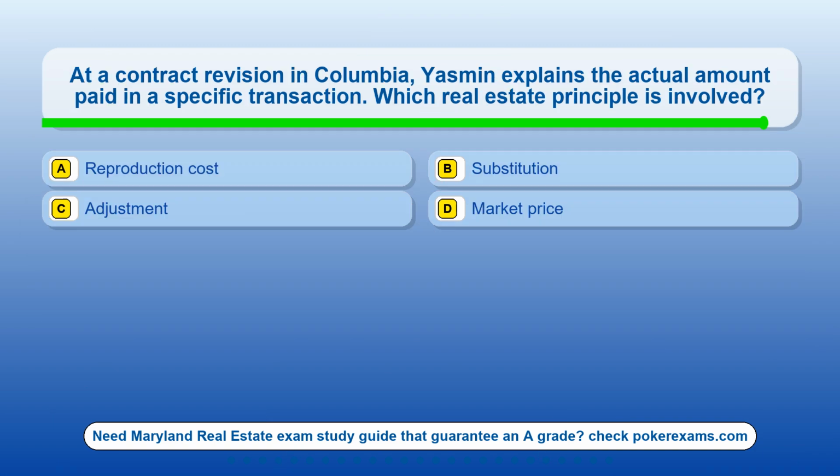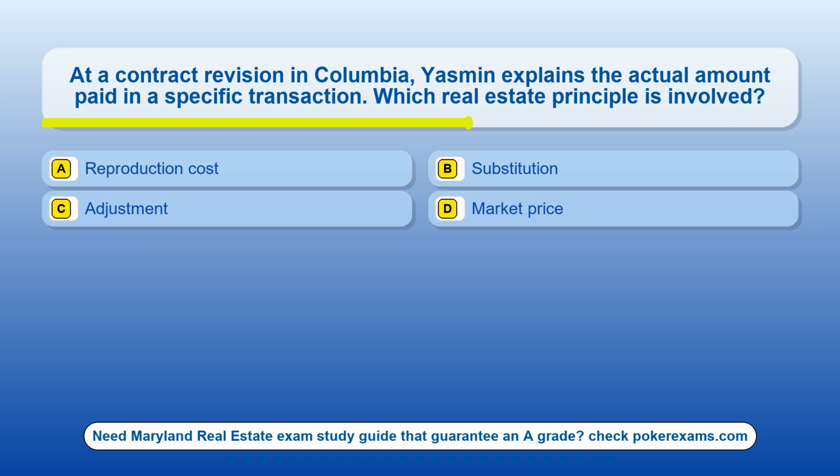Question 6. At a contract revision in Columbia, Yasmin explains the actual amount paid in a specific transaction. Which real estate principle is involved? Option A, reproduction cost. Option B, substitution. Option C, adjustment. Option D, market price.